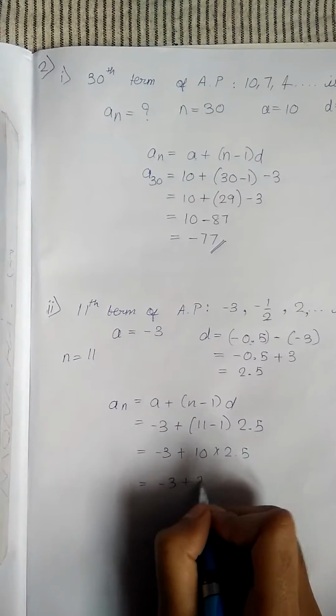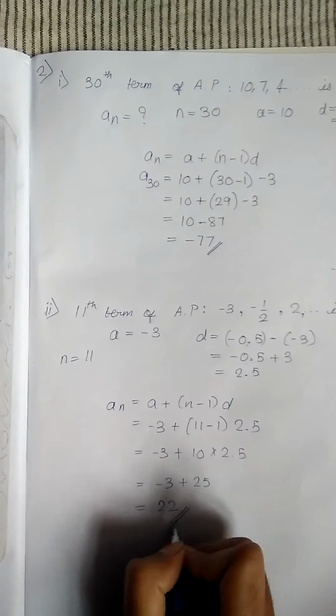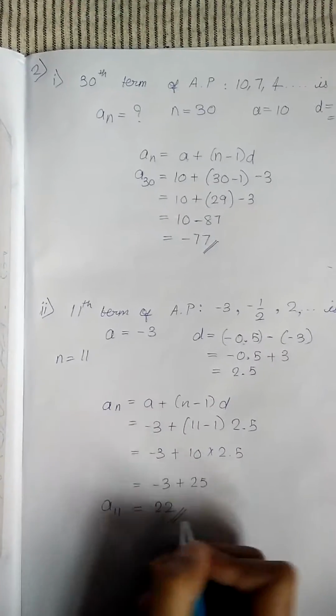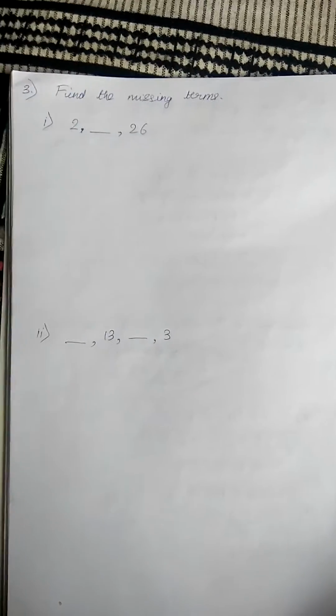10 into 2.5 is 25. 25 minus 3 is 22. So the 11th term is 22. Let's move on to the third main, that is finding the missing terms.